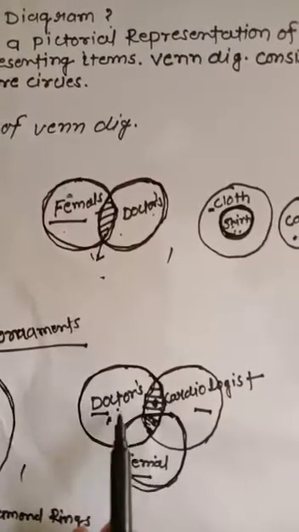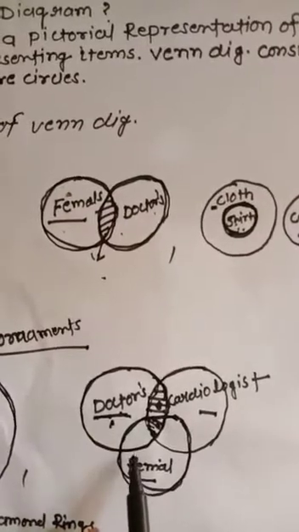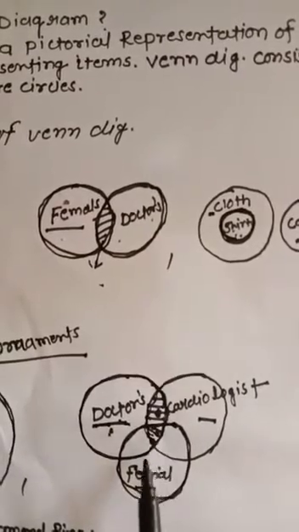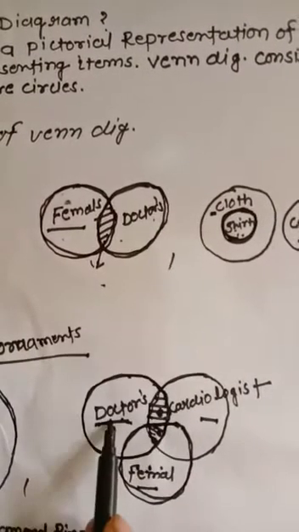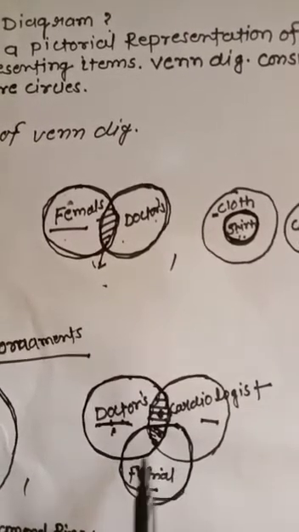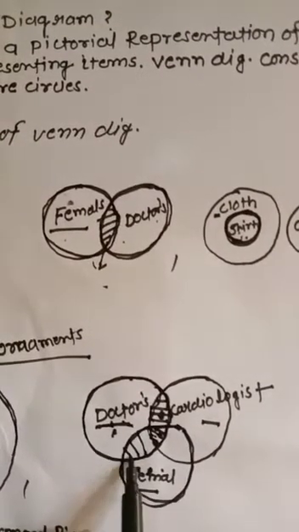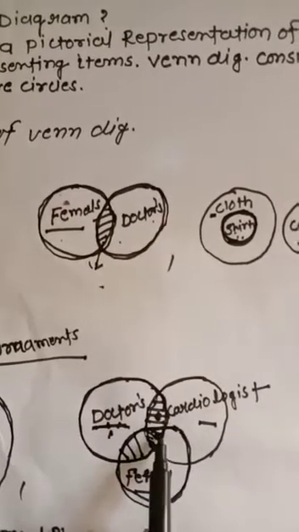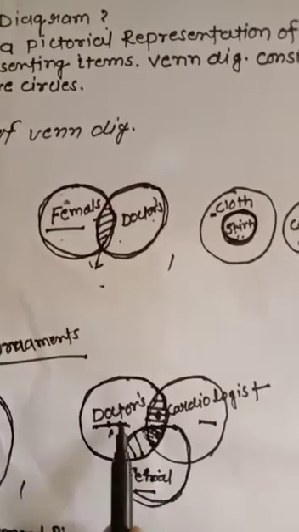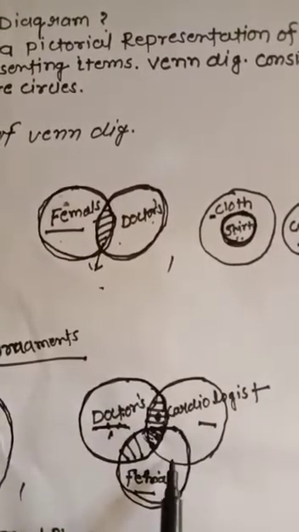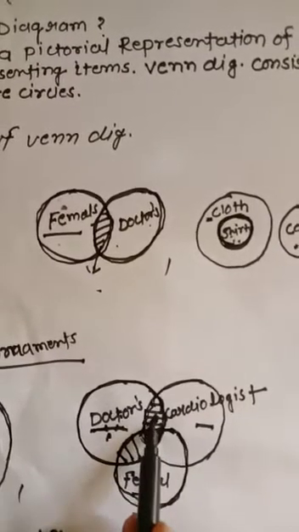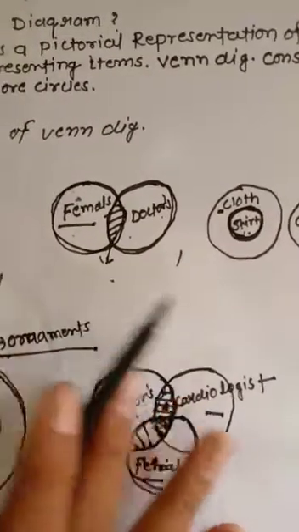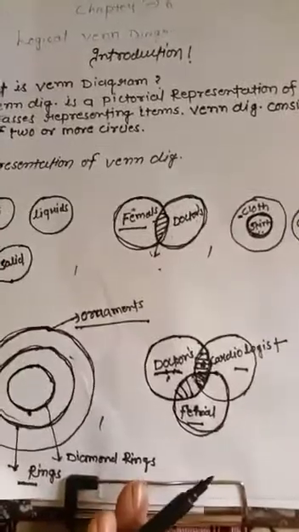We can say that all the doctors are not female. Yes, it's true. Some doctors who are female also will be represented here, some doctors who are female but not cardiologists will come in this part of the circle, and some doctors who are female and also cardiologists will come in this part. And some doctors who are not female but are cardiologists will come in this part. So this was the introduction part of chapter number 6. With the help of this kind of Venn diagram, we'll solve the exercise of chapter number 6.